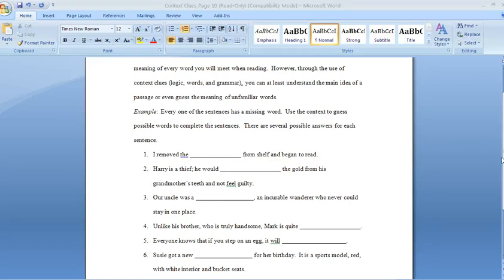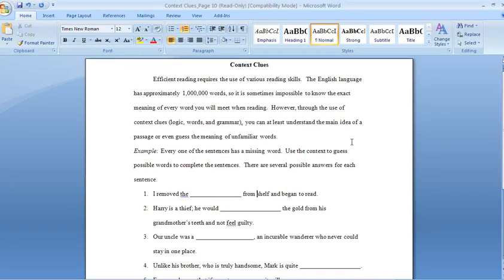One of the most useful reading skills that you can acquire is the skill of guessing the meaning of a new word, an unfamiliar word, from the context. Context means the words and sentences that are around the new word, that come before it and come after it.